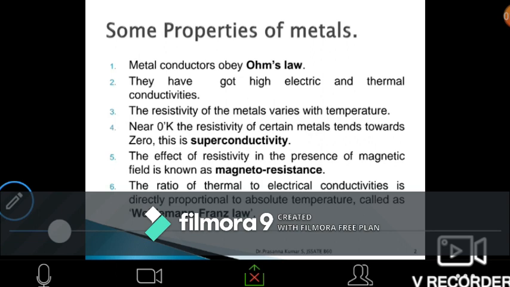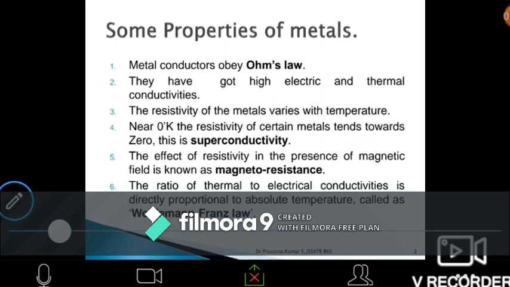And this proportionality constant is called resistance. V is equal to IR. You know that Ohm's law. So metals satisfy Ohm's law. They satisfy Ohm's law very well.